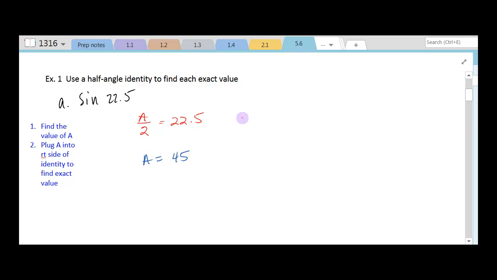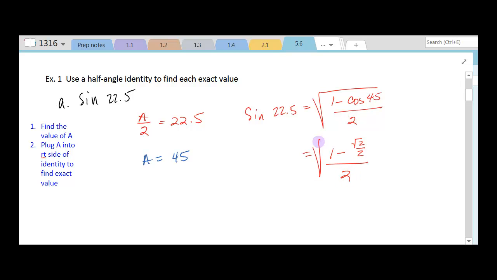So the half angle formula for sine says if I'm taking the sine of my half angle 22.5, the formula looks like the square root of 1 minus the cosine of the angle A, divided by 2. Simplifying underneath there, I say 1 minus, now the cosine of 45 is going to be the square root of 2 over 2. All of that's still divided by 2 in the denominator under this large radical.